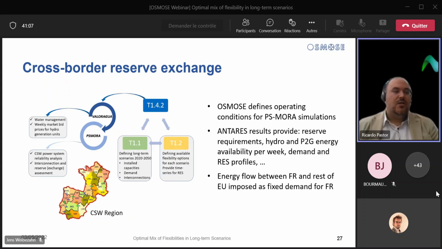In this study, only the continental southwest region was considered, including Portugal, Spain, and France. This analysis was based on the definition of long-term scenarios and later the available flexibility options for each cluster. All of this data was used to first run Valor Agua, which provided the expected value of water per week, and after that, running PS Mora for the operational reserve assessment. Please move forward.